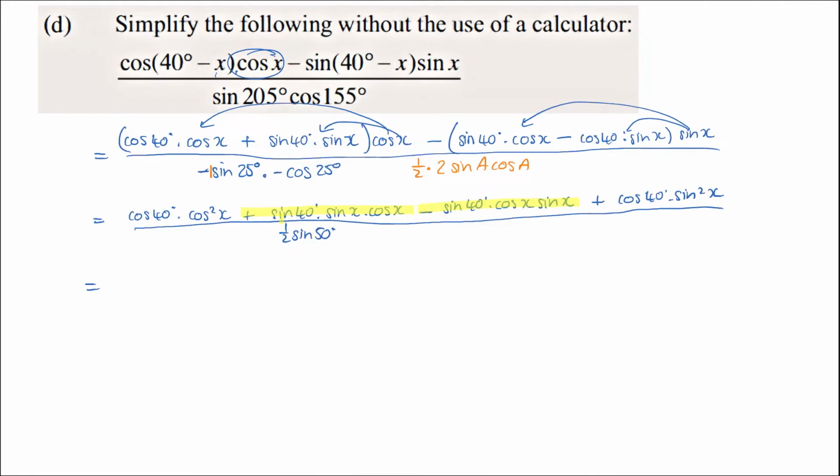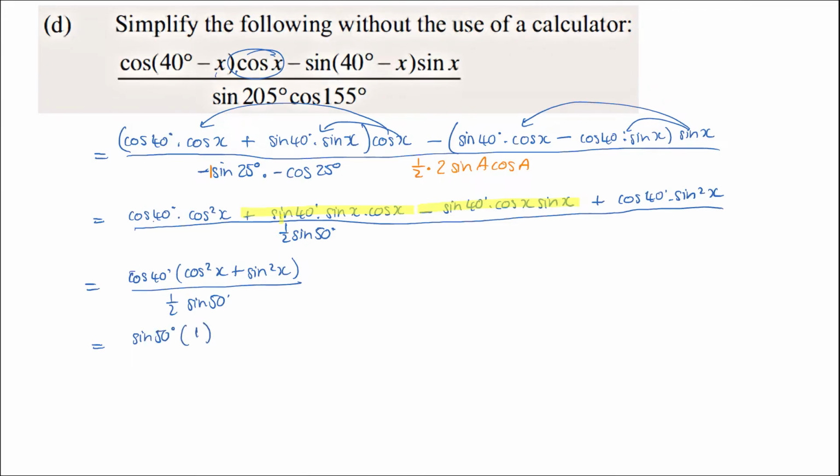With these numerators here, we've got a cos 40 cos squared x and a cos 40 sine squared x. So the cos of 40 degrees is a common factor, leaving me with cos squared x plus sine squared x, all of that over the half sine 50 degrees. Now here comes in the 40 and the 50, cosine and sine. So we can rewrite one of these as the cofunction. So I can write the numerator as the sine of 50 degrees.